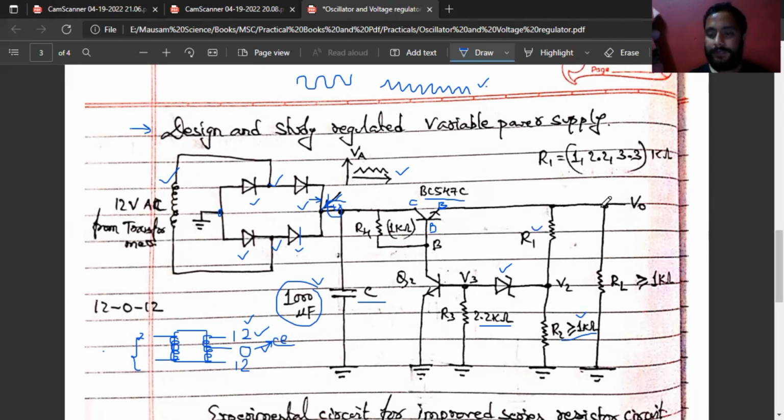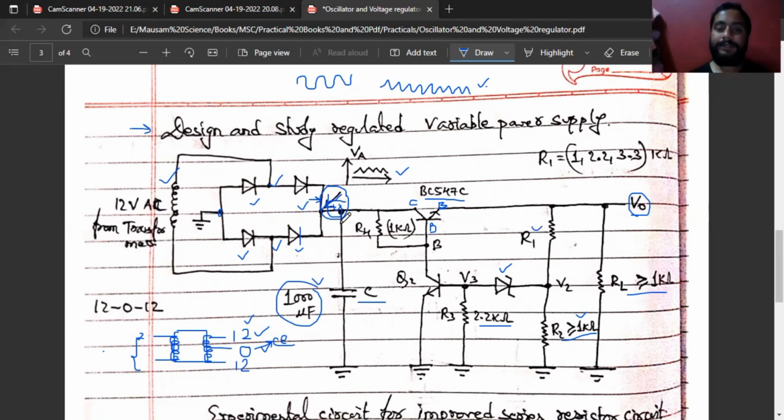And from here, we'll keep a load resistance of greater than or equal to 1 kilo ohm. Here, the load resistance also will be greater than or equal to 1 kilo ohm. From here, we'll measure output voltage. From here, we measure input voltage.